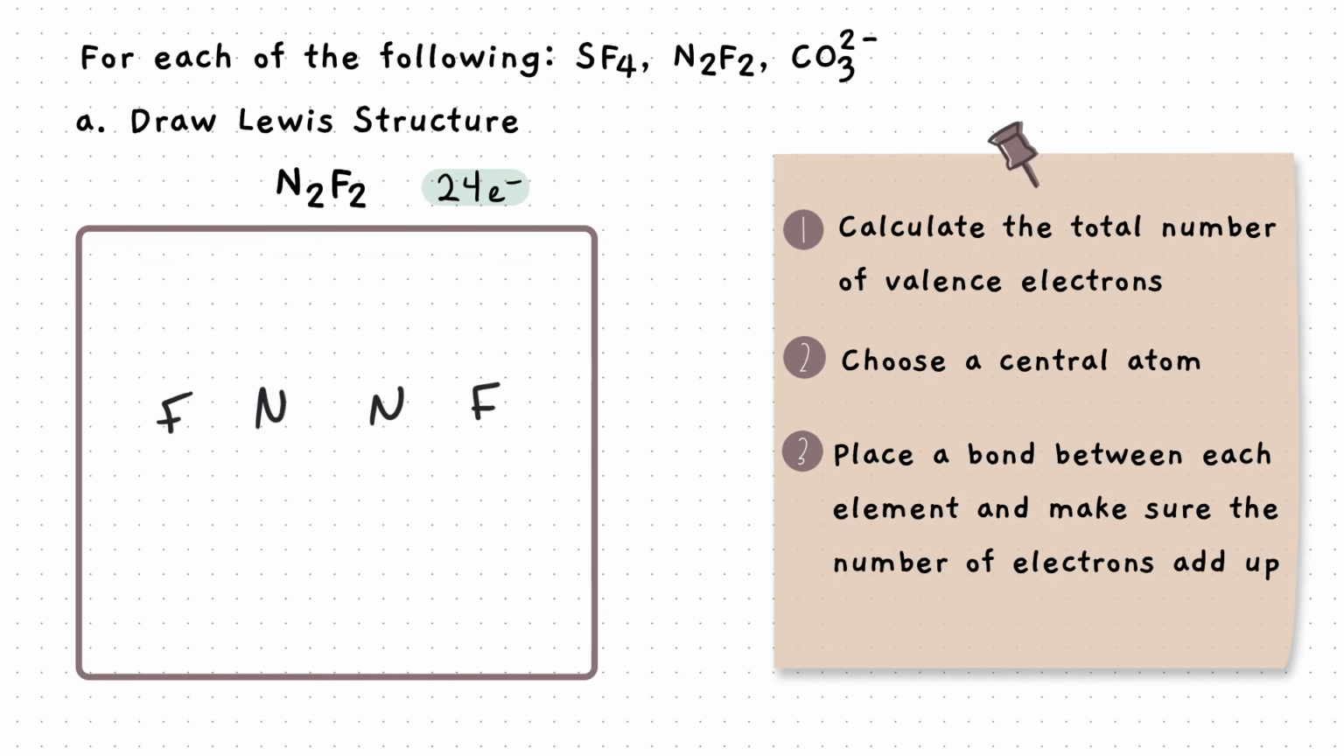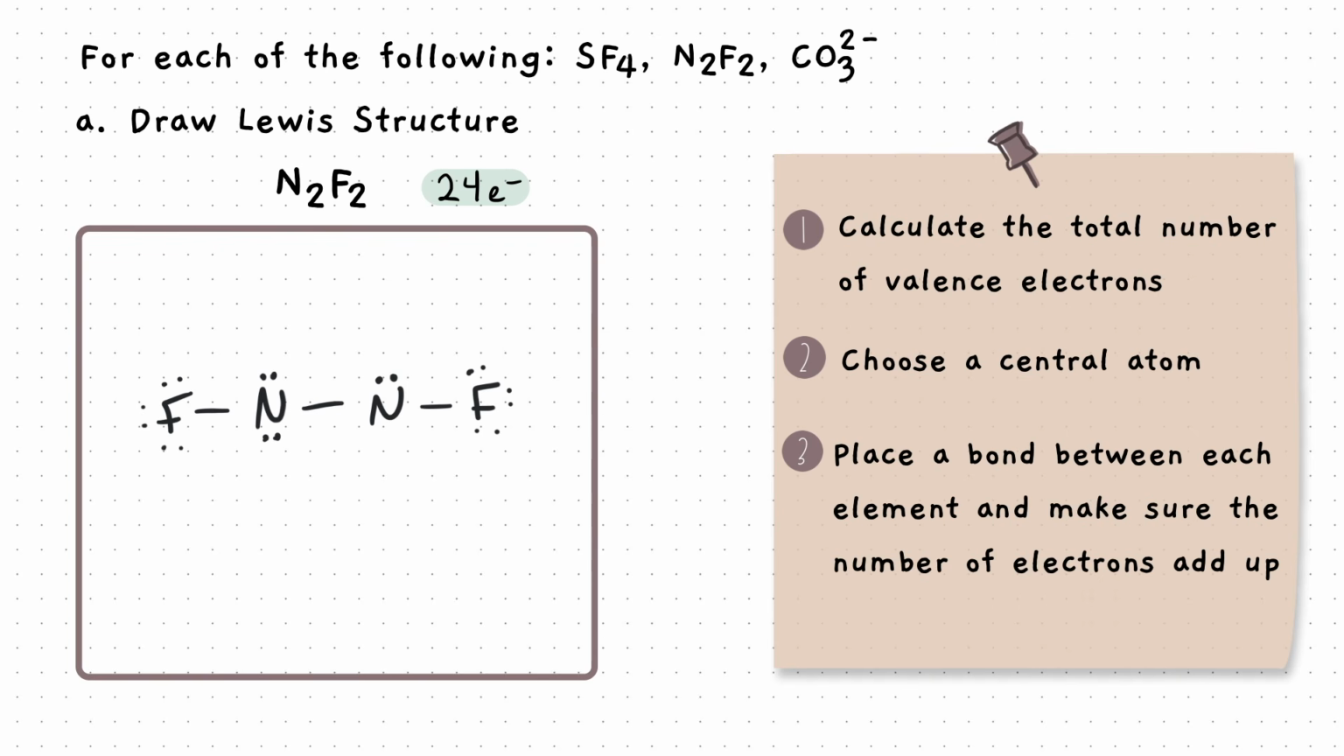Place a bond between each element and make sure the number of electrons add up. There are 3 lone pairs on each fluorine. There are 7 valence electrons on each fluorine, so that's set. So far, we have 18 electrons and we need 24. So we can place 2 lone pairs here and 1 lone pair here.